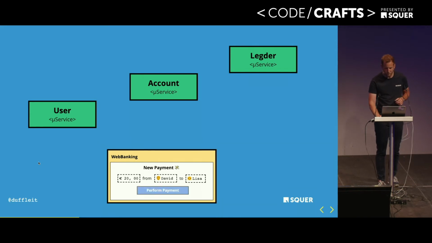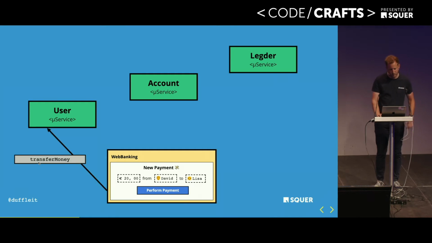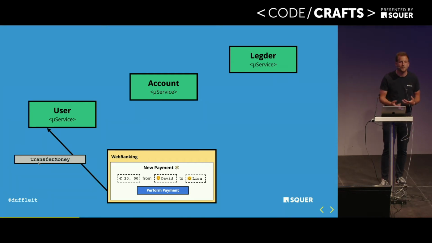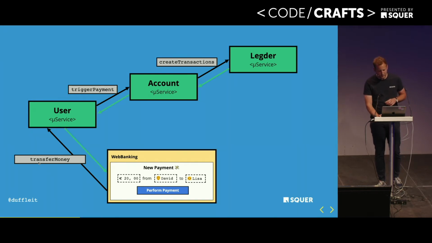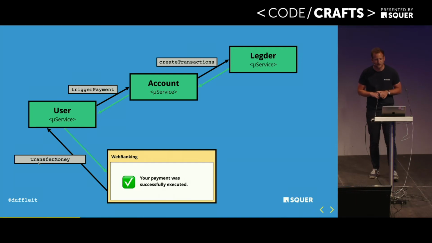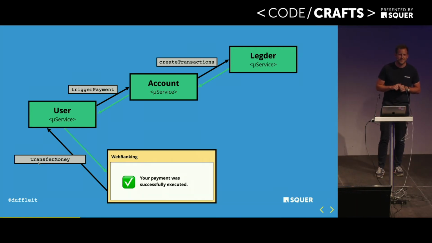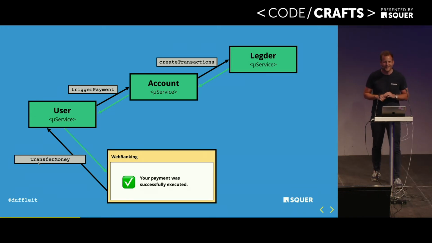And if I perform this payment, then this web banking application would probably go to a user microservice and say, hey, let's transfer some money. The user microservice would go to the account microservice and say, trigger a payment. The account microservice would go to the ledger and say, create a transaction. Everything works fine, cool. We get back the green arrows, and the payment was successfully executed, right? How does this sound? This sounds like the happy path, right?